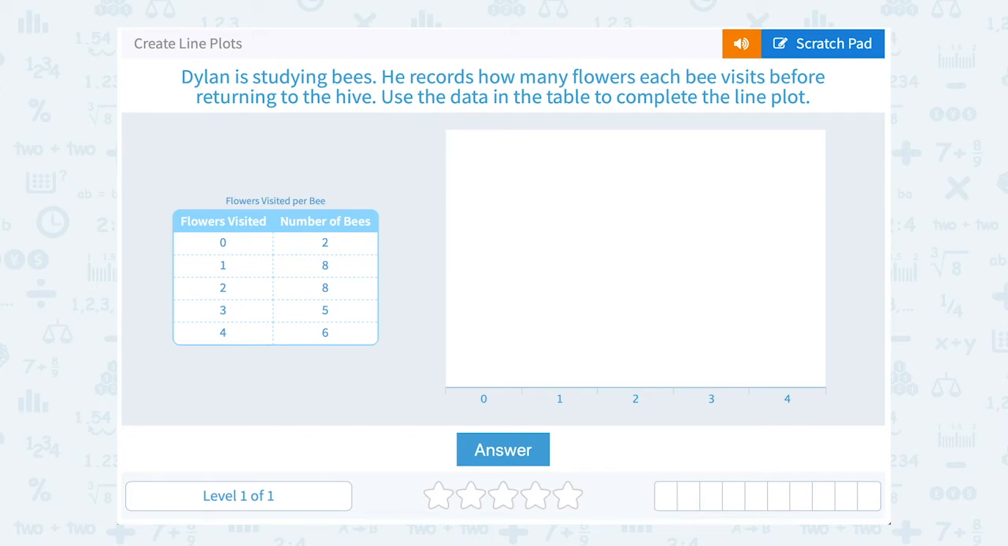Let's take a look at how to create line plots. Dylan is studying bees. He records how many flowers each bee visits before returning to the hive. Use the data in the table to complete the line plot.